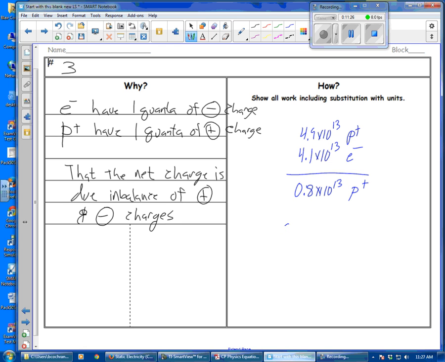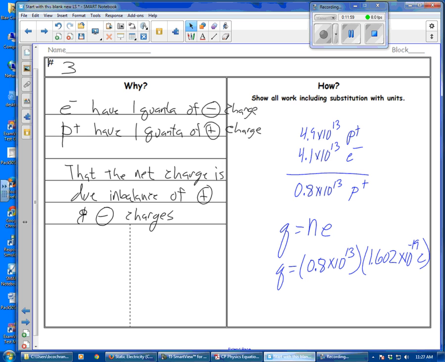So I'm looking for my net charge, Q. I know from my equation sheet that's N times how many quanta I have. As stated in my Y, each proton has one quanta of a positive type. So my net charge would be how many I have, 0.8 times 10 to the 13th, times the charge on each one, which I get from my equation sheet, 1.602 times 10 to the minus 19 coulombs. And it's positive since it's protons and they carry a positive quanta. And then I just multiply those correctly.